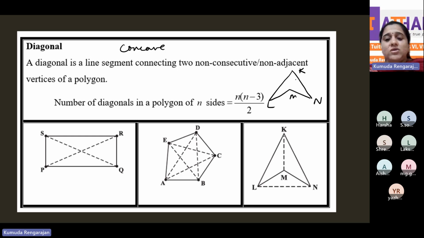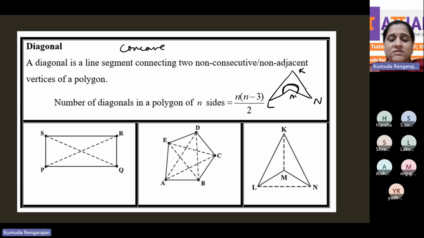So now this one, K, L, M, N, is a quadrilateral because you can see it has 4 vertices and 4 sides. It's a concave quadrilateral because this angle M measures more than 180 degrees. The interior angle, not the angle outside, should measure more than 180. So it's a concave polygon.